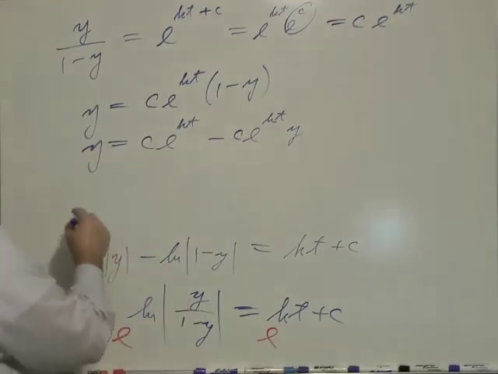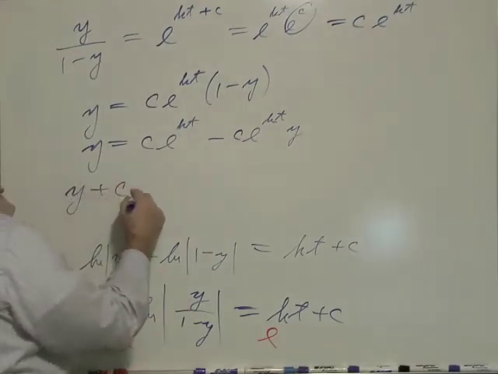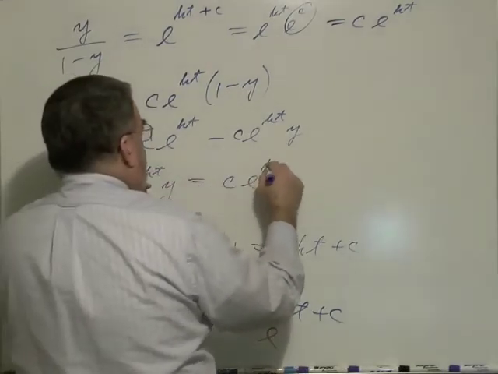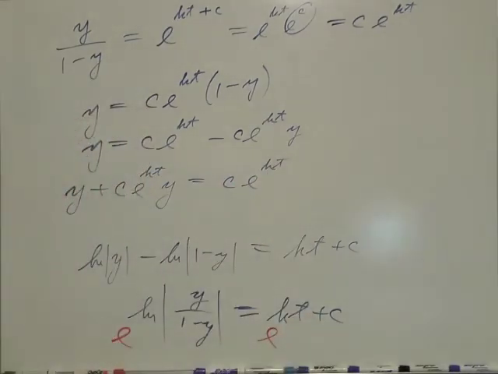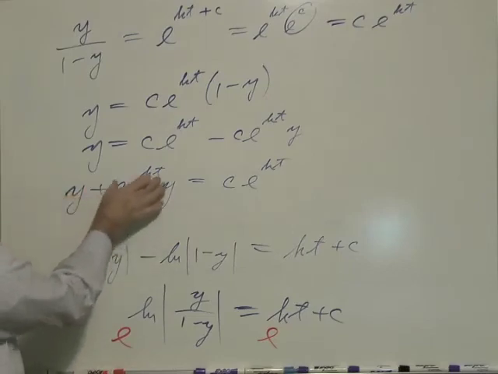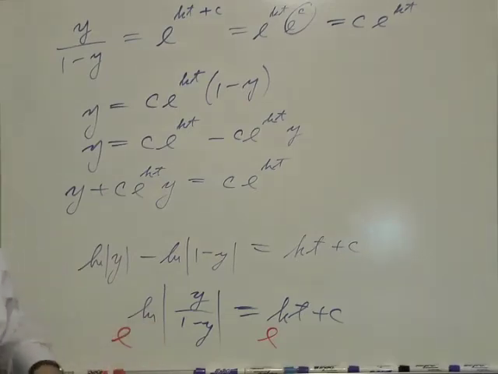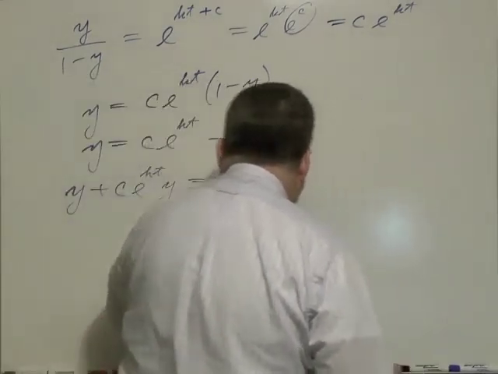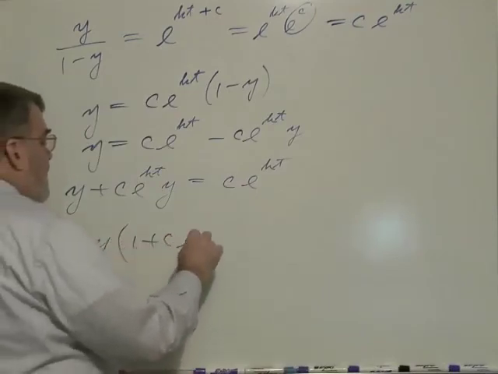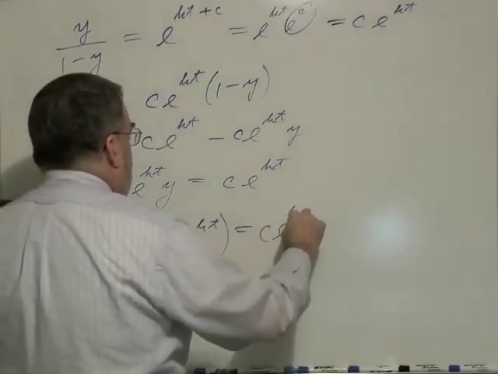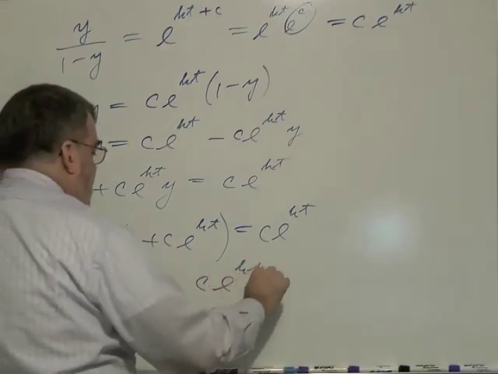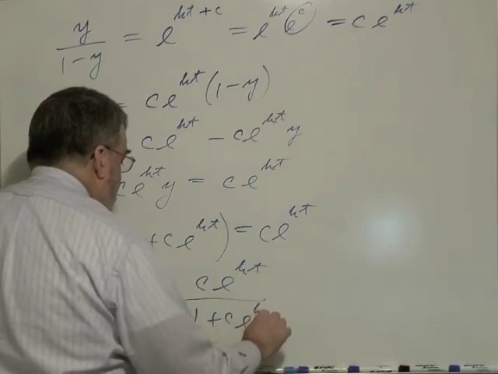I hope this is all starting to look kind of routine. At least it looks somewhat like our free fall problem through the atmosphere, except this is a lot cleaner looking. So I have this term over here, and I'm going to factor out y. That'll give me y times (1 plus C e to the kt) equals C e to the kt. Then I'll divide in order to isolate y. So almost done with this. I'm going to divide by this term: y equals C e to the kt over 1 plus C e to the kt.